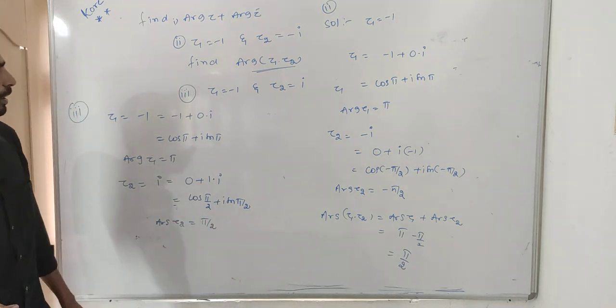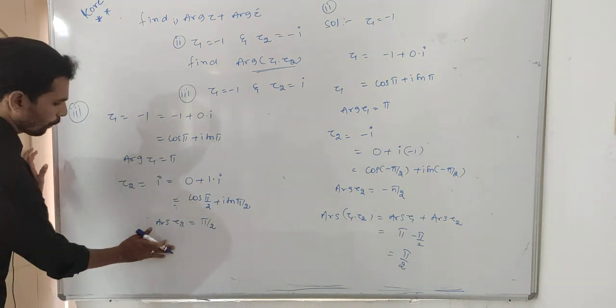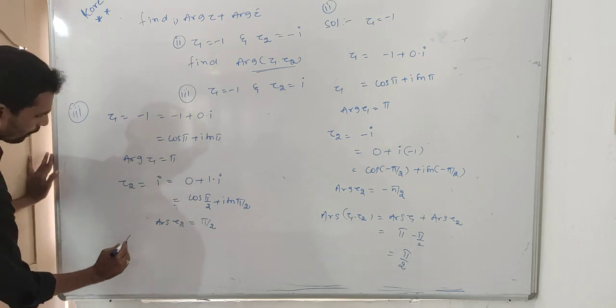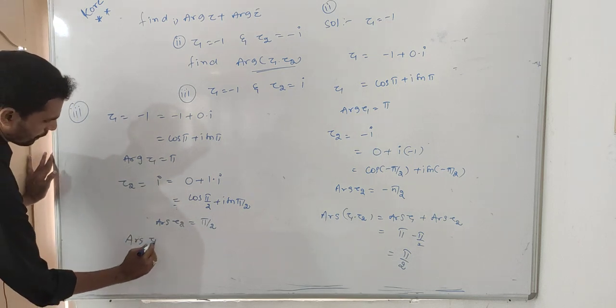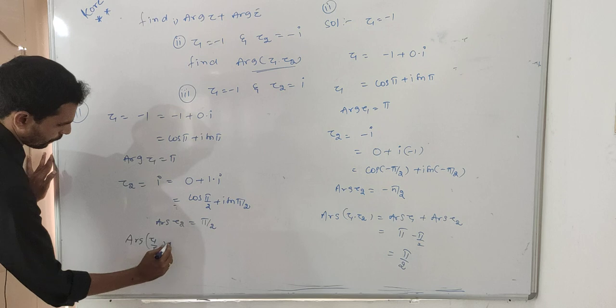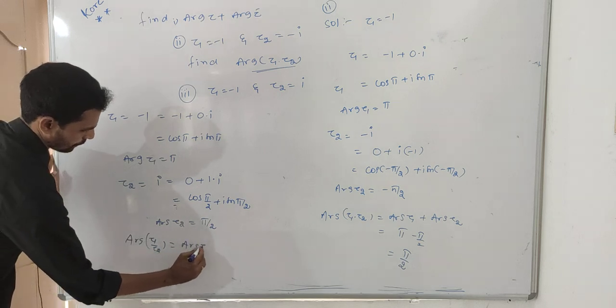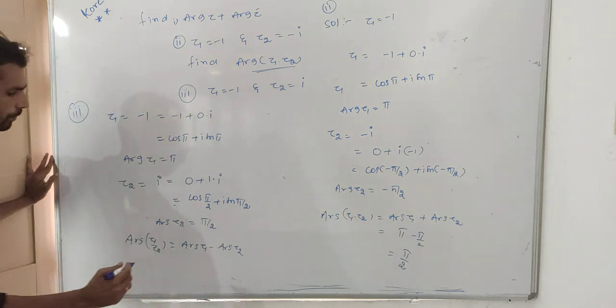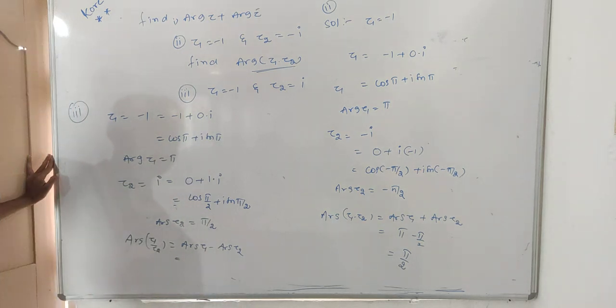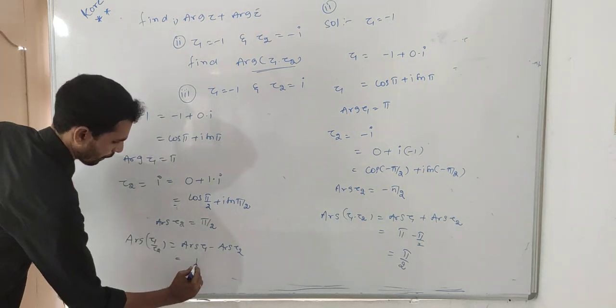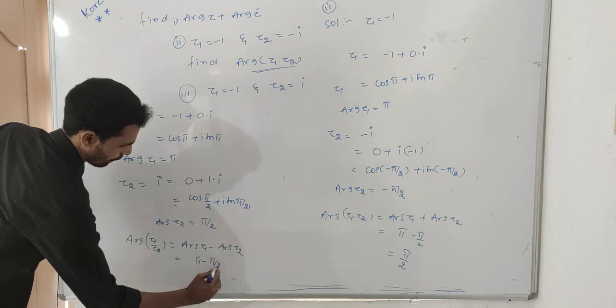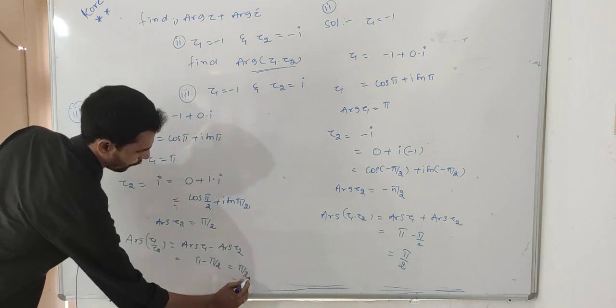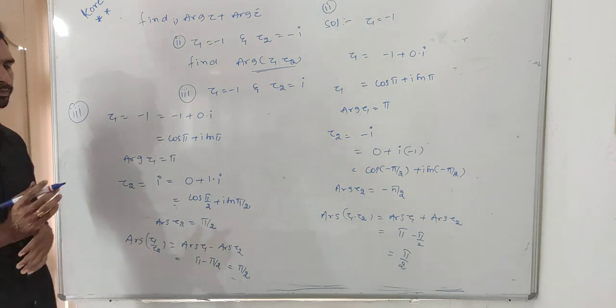What is the formula for arg Z1 by Z2? Arg Z1 minus arg Z2. What do you want? You want arg Z1 by Z2. That is equal to arg Z1 minus arg Z2 plus 2n pi by your wish only. What is the arg Z1? Arg Z1 value is pi, minus pi by 2. Again, the answer is pi by 2 only.